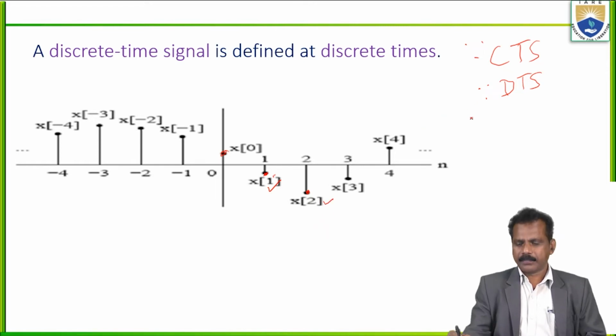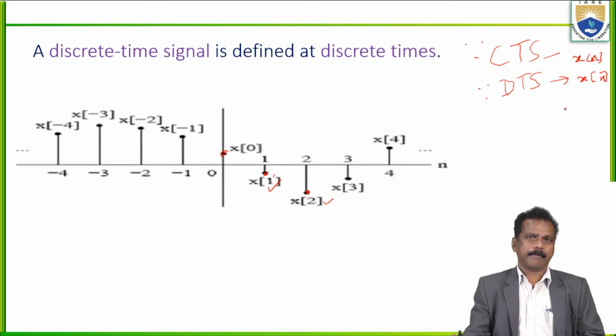Where it is a continuous time signal, we write x of t to represent it. Coming to the discrete time signal, we have to verify that it is represented with x of n.